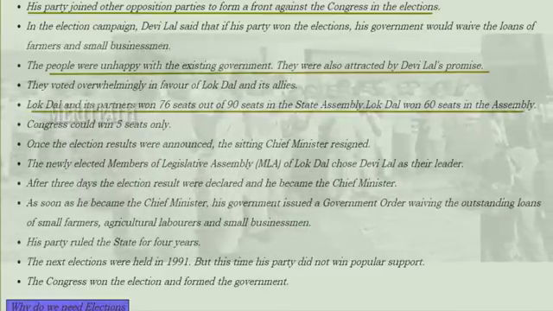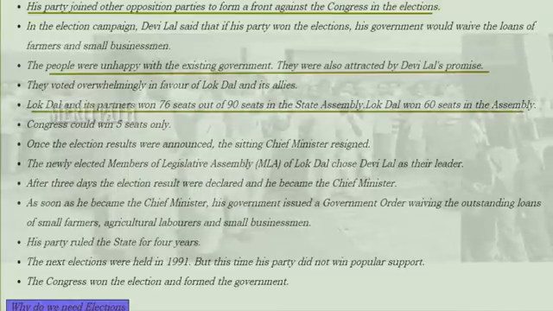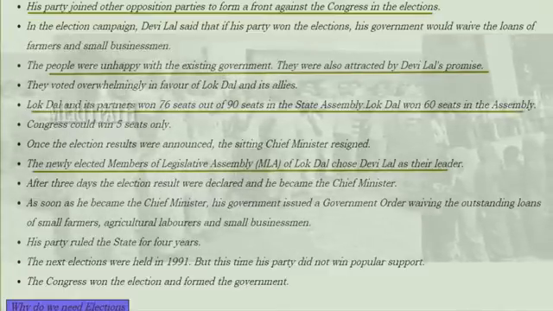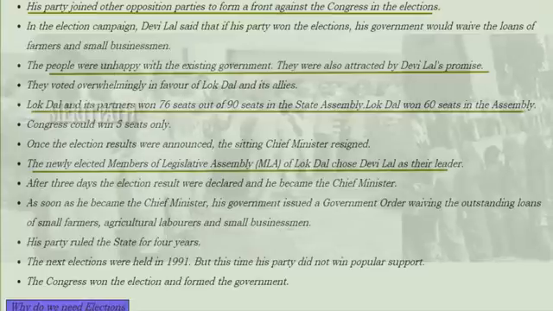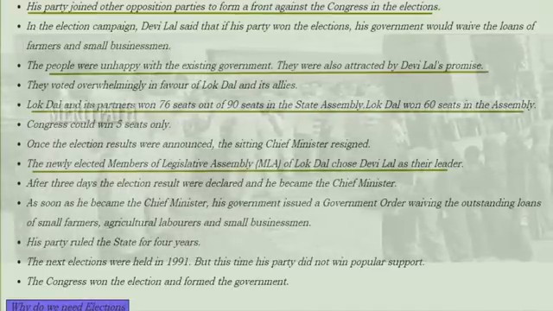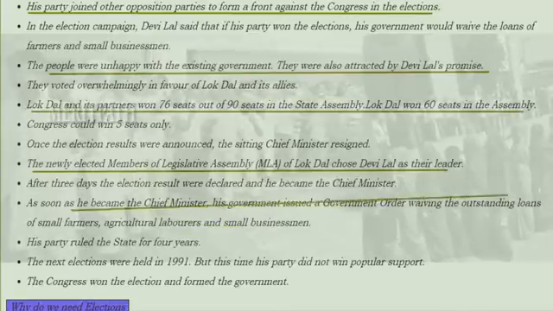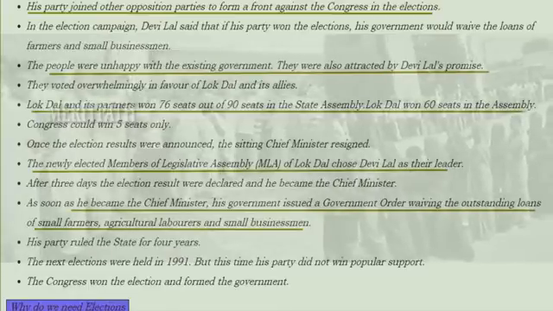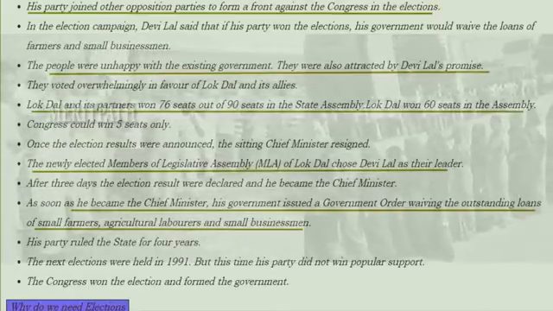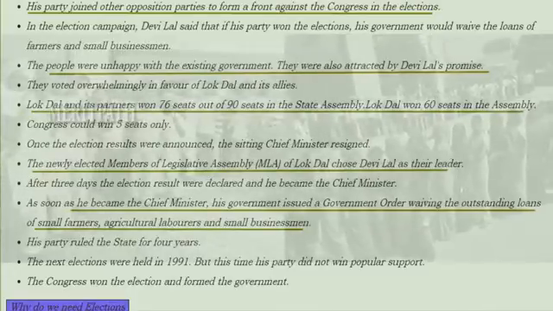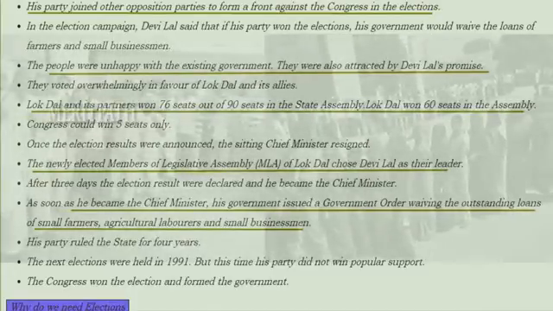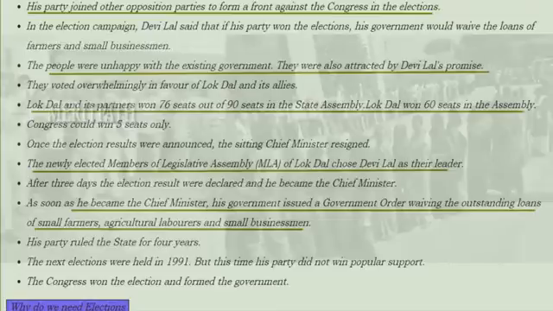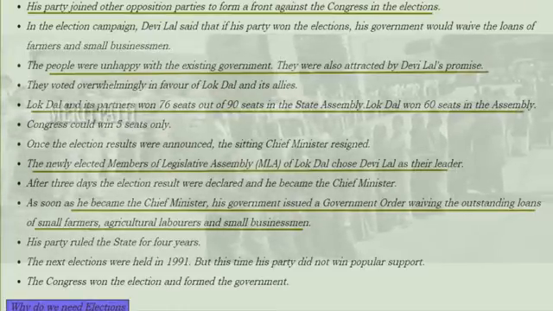Once the election results were announced, the sitting chief minister resigned. The newly elected members of the Legislative Assembly, the MLAs of Lok Dal, chose Devi Lal as their leader. Three days after the election result, he became the chief minister. As soon as he became the chief minister, his government issued an order waiving the outstanding loans of small farmers, agricultural laborers and small businessmen. His party ruled for 4 years. The next elections were held in 1991, but this time he did not win popular support. Again the Congress won the elections.